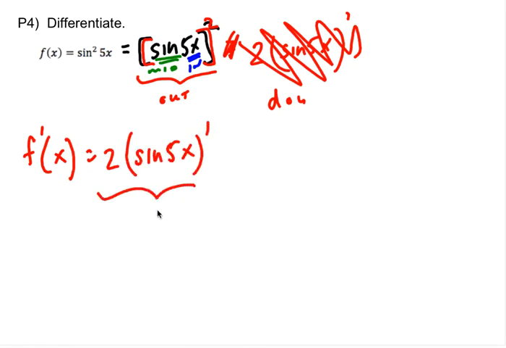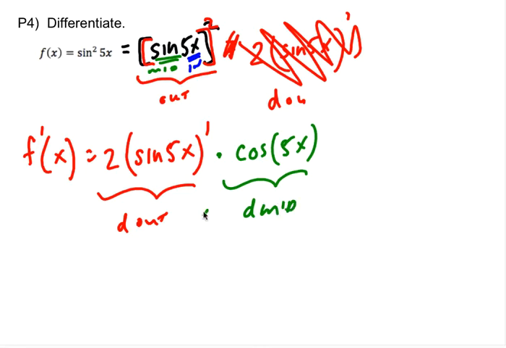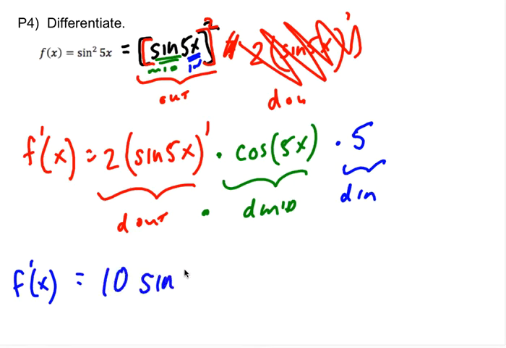So this is the derivative of the outside, times, I used green for the middle, the derivative of the middle function. The derivative of sine is cosine of the stuff, right? So that's the derivative of the middle. Notice that I'm multiplying them. And then finally, the derivative of the inside would be a 5. That's the derivative of the inside. So when I clean this up, my f prime of x should be, I think there's a 10 in the front, right? And it's sine of 5x cosine of 5x.